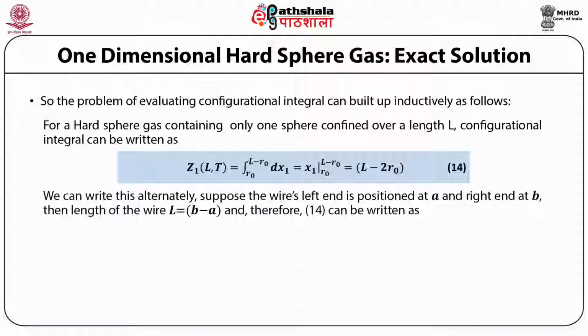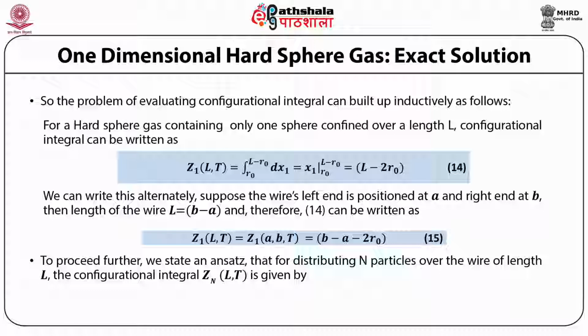We can write this alternately. Suppose that wire's left end is positioned at A and right end at B. Then length of the wire is equal to B minus A, and therefore 14 can be written as z1 as a function of L and T is equal to z1 as a function of A, B and T is equal to B minus A minus 2R naught.